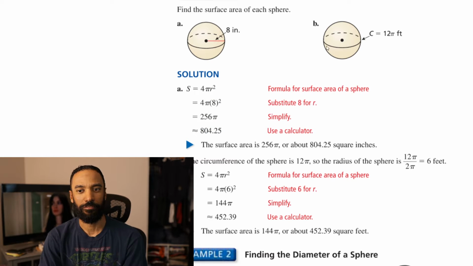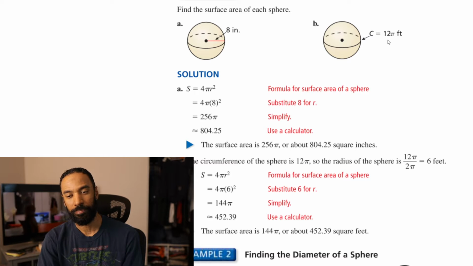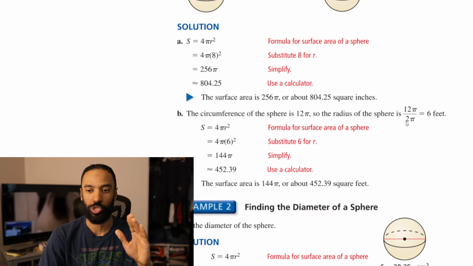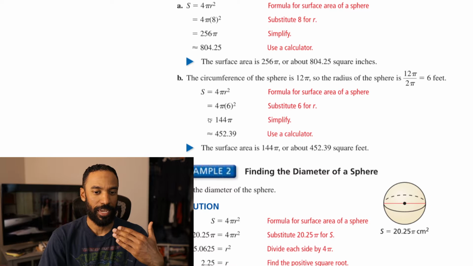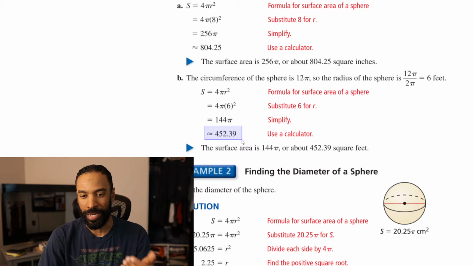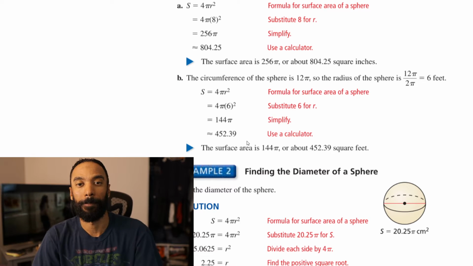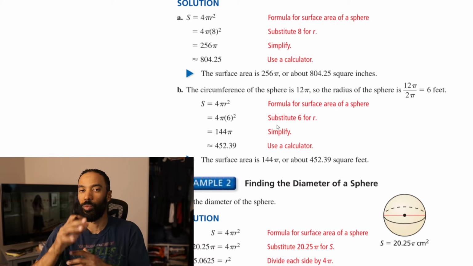This one has a circumference of 12 pi feet. This is their idea of talking about the great circle, and that great circle is the circumference that would give you the radius if you find it. So if the circumference is 12 pi feet, 12 pi equals 2 pi r. Divide both sides by 2 pi, and you get your radius of 6 feet. Now that you have your radius, you can use the formula again, and you get 452.39 square feet for that surface area. So surface area, again, is what you cover on the outside of it.